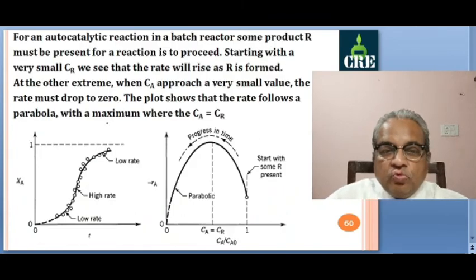Now look at these two plots. What we have plotted here is XA versus t, and here the rate as a function of CA by CA0. So when CA is equal to CA0, CA by CA0 is 1. This is the maximum value.